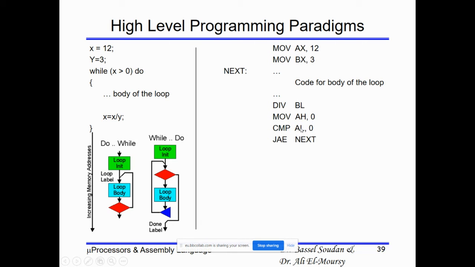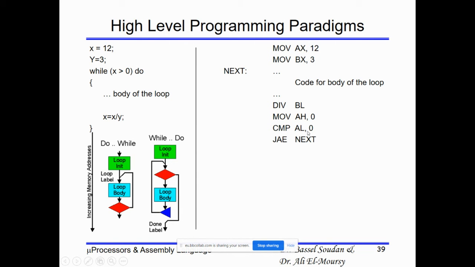Then comparing the result of the division with 0, I will do a jump if above or equal 0. No, it should be above. We have to remove the equality here, because if x is greater than 0, I want to perform the body again. This should be jump if above only.